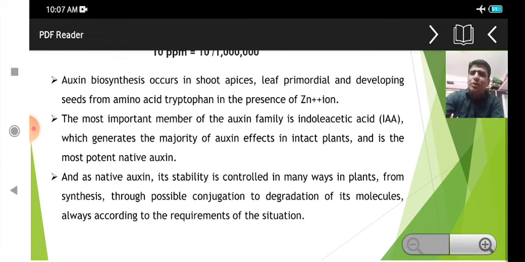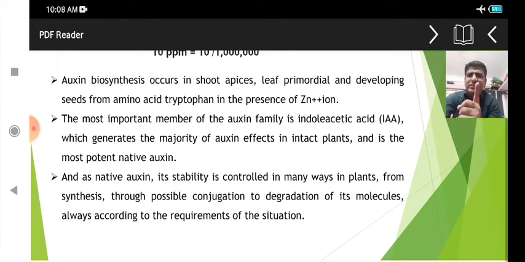And as the native auxin, now see what the characteristics of indole acetic acid are. In case of auxin, its stability is controlled in many ways. Why has it been called a native auxin? Indole acetic acid, why has it been called a basic native auxin? Because its stability is controlled in many ways in plants, from synthesis and conjugation to degradation of molecules. So three different characteristics have been given.